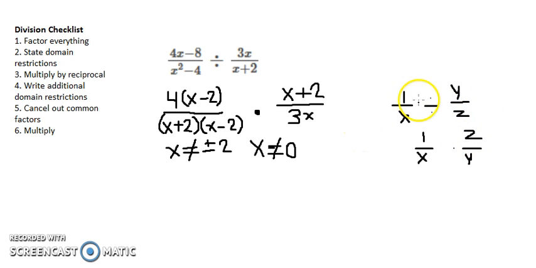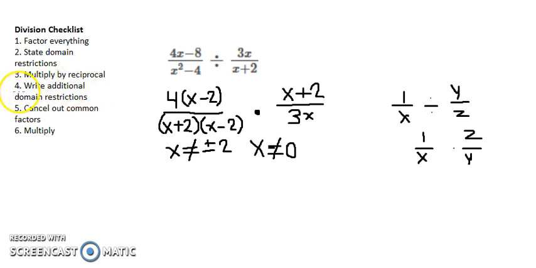So in this original problem, x cannot equal 0. You know that. If you get y over 0, then the expression is undefined and you can't have that. But since it's a division problem, you multiply by the reciprocal and you get z over y. So z divided by 0 is undefined, and you can't have that either. So y cannot equal 0, and z cannot equal 0.